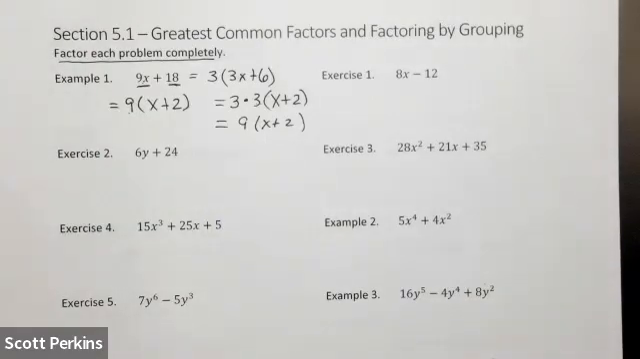All right, now we're just going to practice. So exercise 1, straight to the right. It says 8x minus 12. Please factor out the common factor and also make sure when you're done it's factored completely.